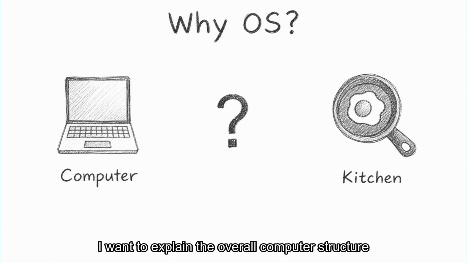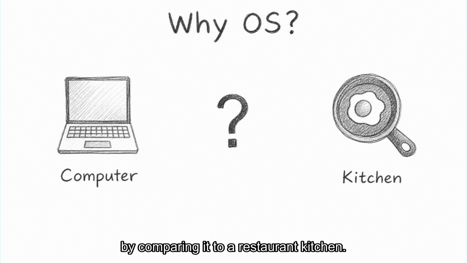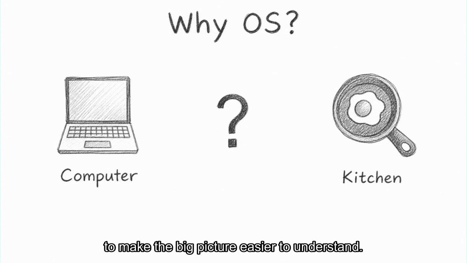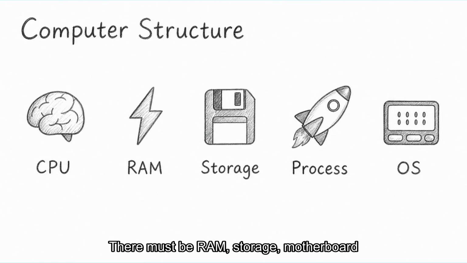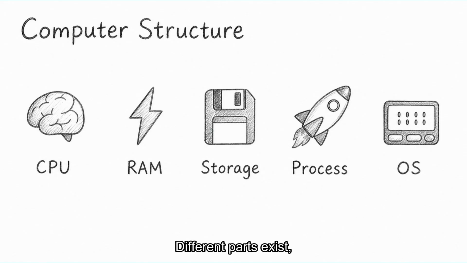So today, I want to explain the overall computer structure by comparing it to a restaurant kitchen. Actually, a real computer and a real kitchen are not exactly the same. It's just a simple analogy to make the big picture easier to understand. So the way I currently understand it is like this. Your computer doesn't work just because it has a CPU. There must be RAM, storage, a motherboard, and if necessary, network hardware. Different parts exist, and each part has its own role.